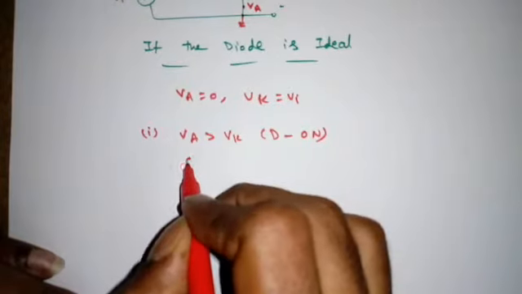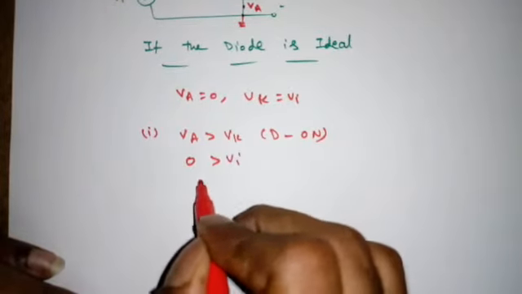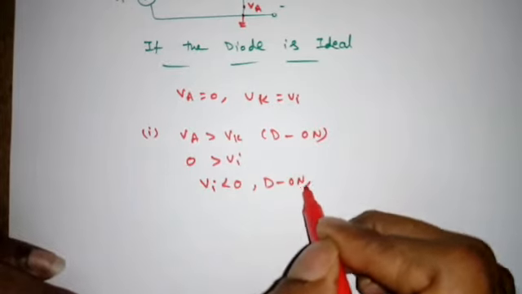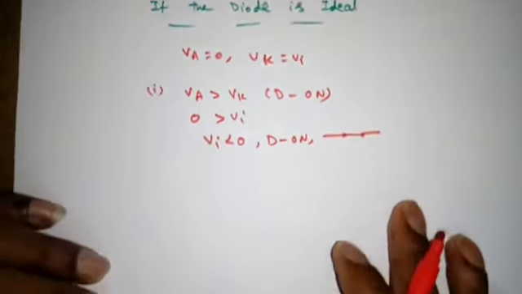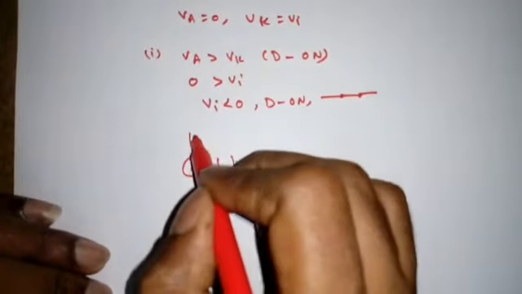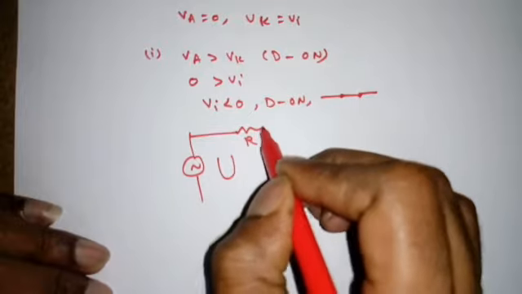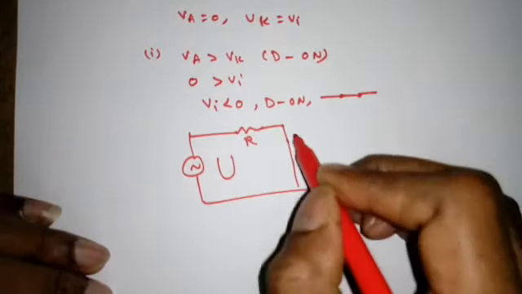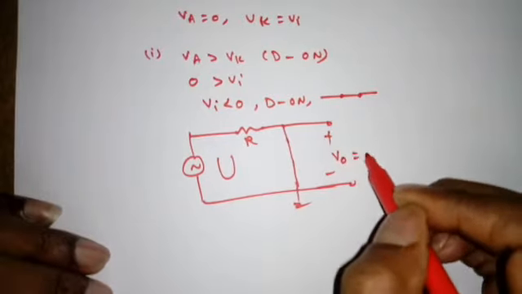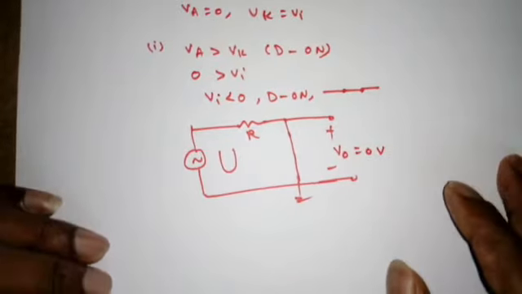So what is VA? 0, greater than VK, that means when VI is less than 0, the diode D is on, that means it will be short circuit. So first we need to apply the negative half cycle. If I apply the negative half cycle, this is R, this will be short circuit, this is ground. Now tell me what is V0? Short circuit means simply 0 volt, right.